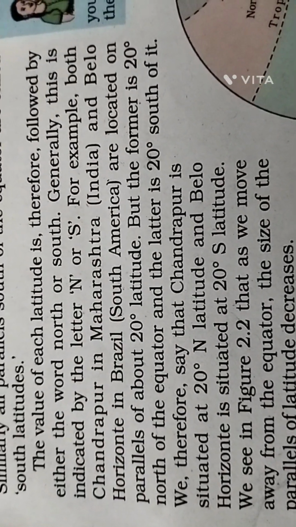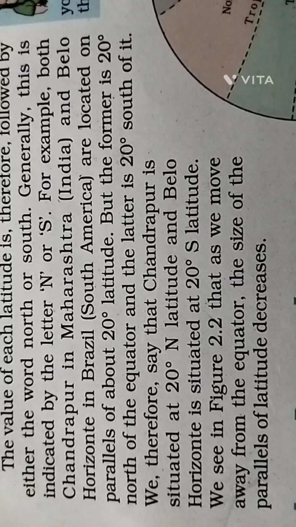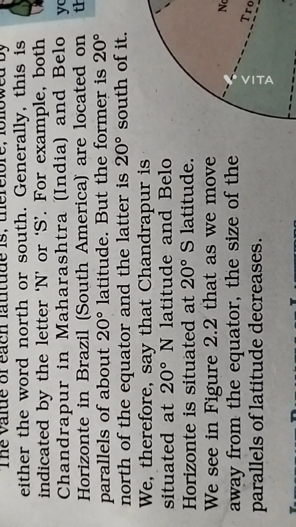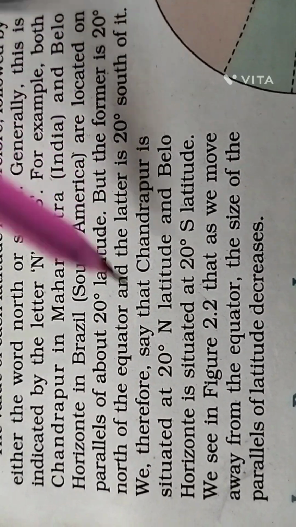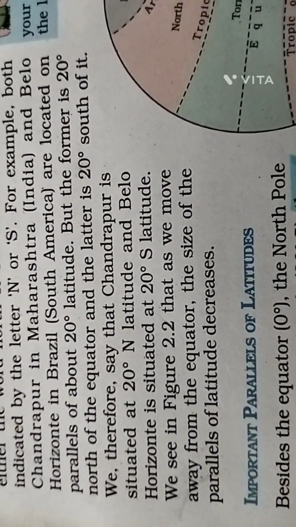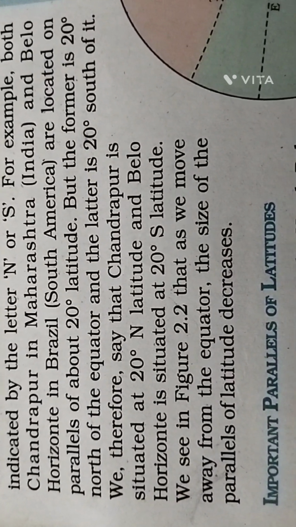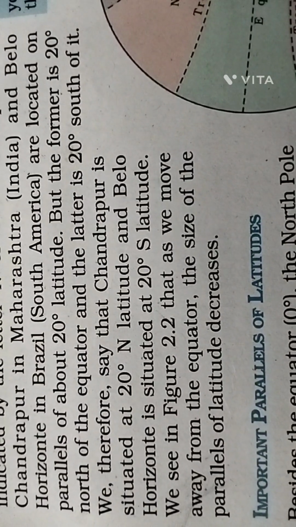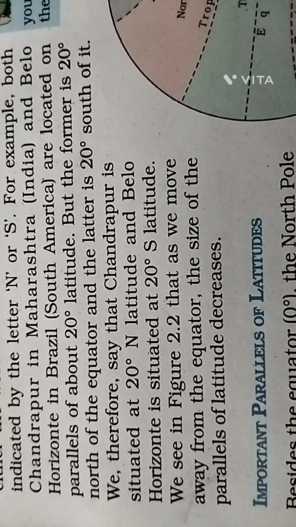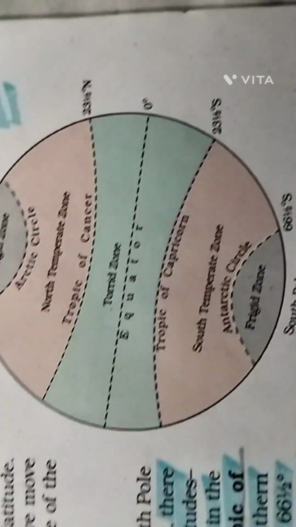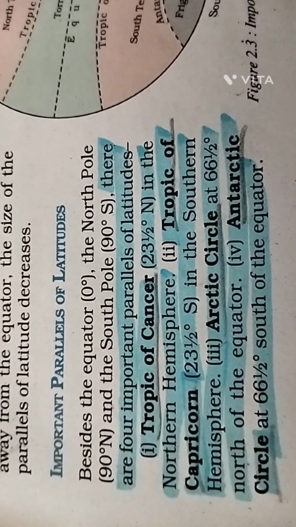For example, both Chandrapur in Maharashtra, India, and Belo Horizonte in Brazil, South America, are located on a parallel of about 20 degrees latitude, but the former is 20 degrees north of the equator and the latter is 20 degrees south of it. We therefore say that Chandrapur is situated at 20 degrees north latitude, and Belo Horizonte is situated at 20 degrees south latitude. We see in Figure 2.2 that as we move away from the equator, the size of the parallels of latitude decreases.